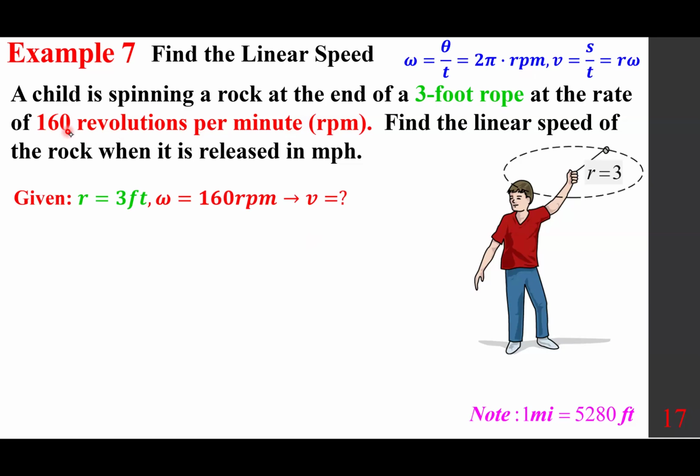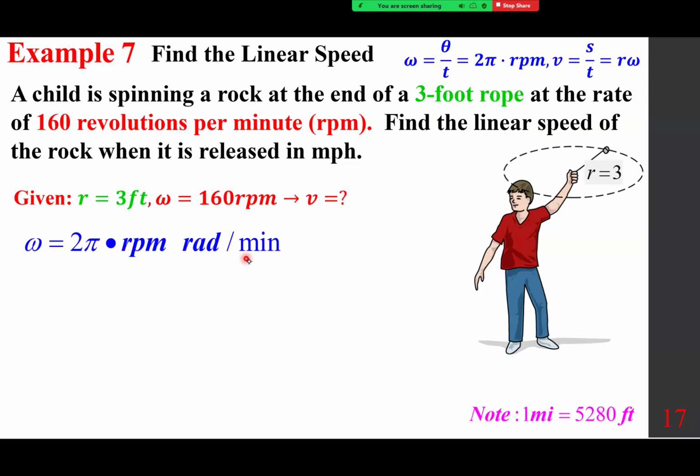So the very first thing we do, we are going to write this in radians per minute, which means we have to multiply it by 2 pi. So again, RPM, a complete revolution is what? 2 pi radians. So you have to multiply by 2 pi. I want everybody to understand why we are multiplying this by 2 pi. So this is the omega with revolution per minute. When we multiply it by 2 pi, it becomes radian per minute.